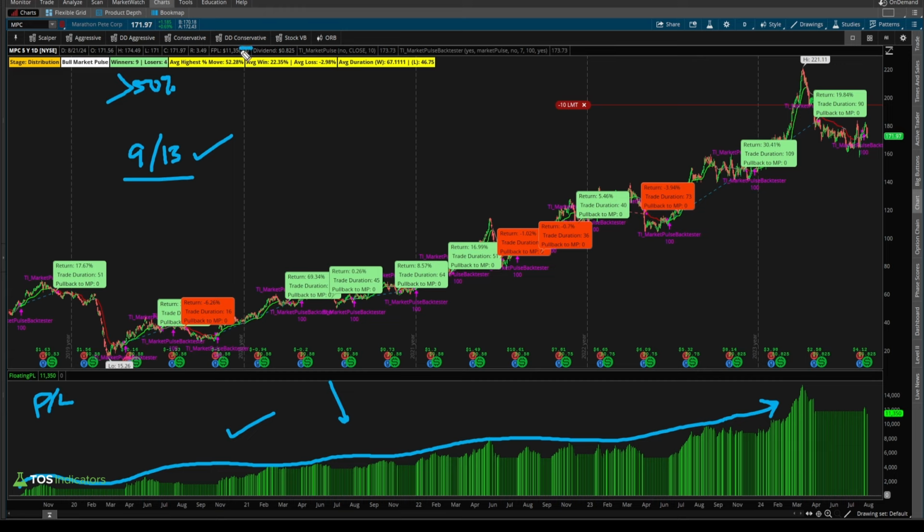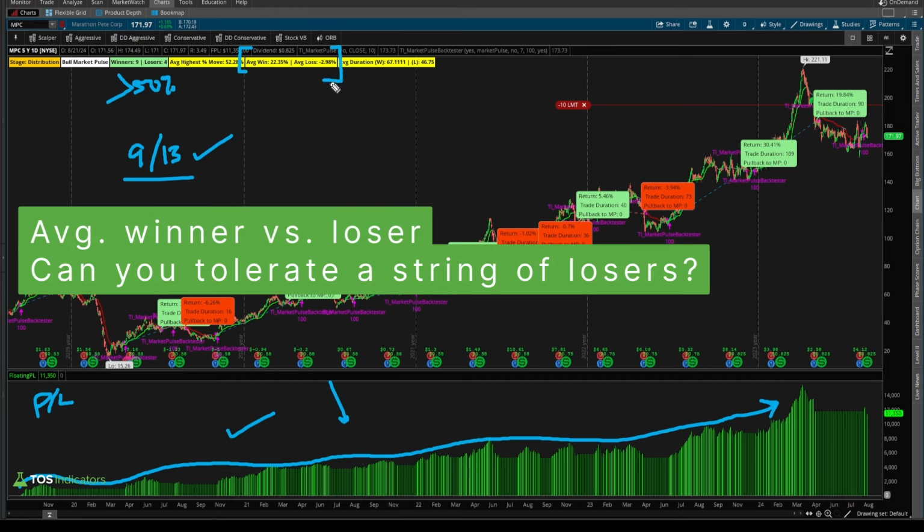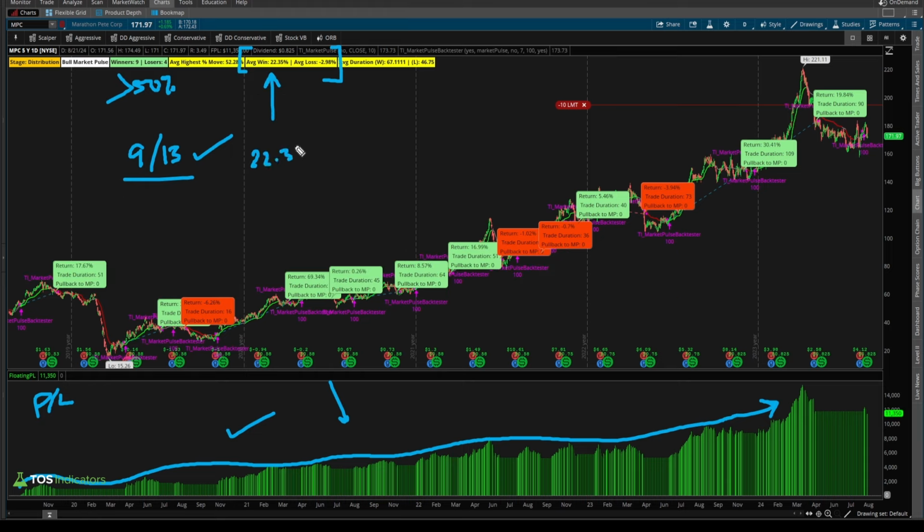Now you move on to the average winner versus the average loser. Average winner, good for 22.35%. Average loser, just under 3%. So you could have 7 losers in a row, and that one winner should still take care of 7 losers. This is what makes the strategy so unique. And the fact that our win rate is greater than 50% combined with the average winner versus loser really makes this particular setup very attractive.